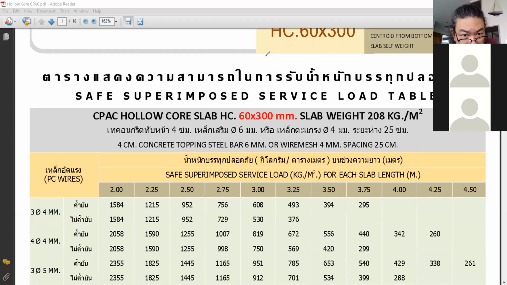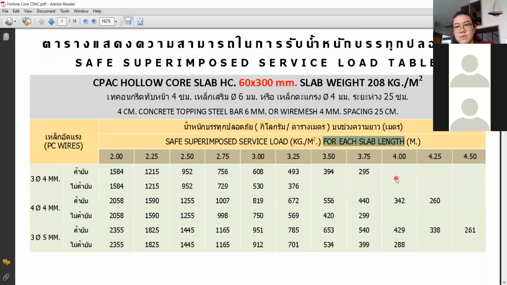Where is the... Okay. See, superimposed load. Now you are going to pick the slab type to say on your drawing. So you see, you need to know your superimposed load, which is in kilogram per square meter. And now you need to know how long your slab is going to be.